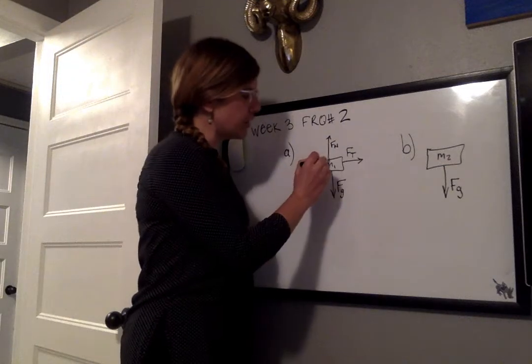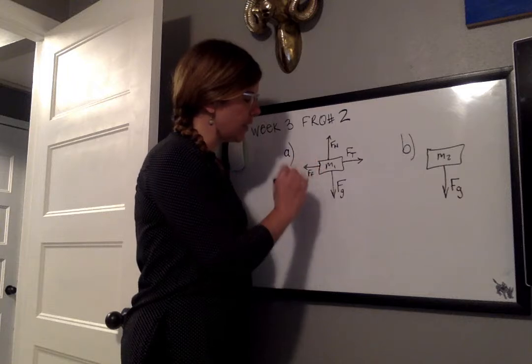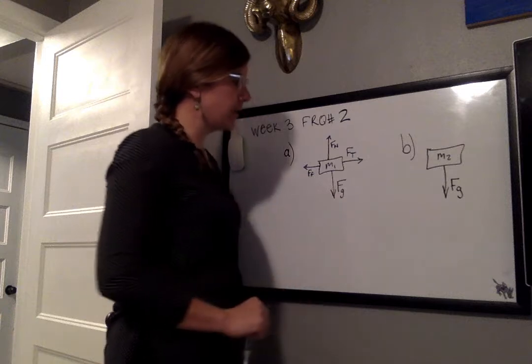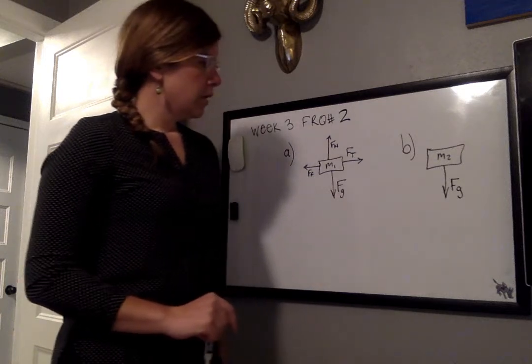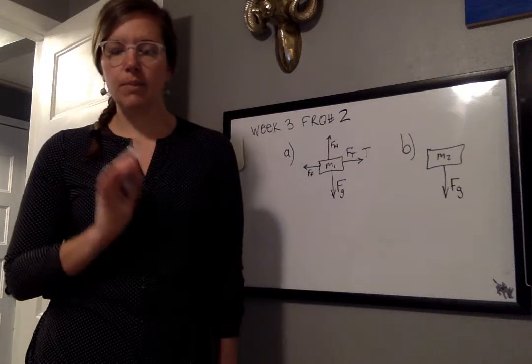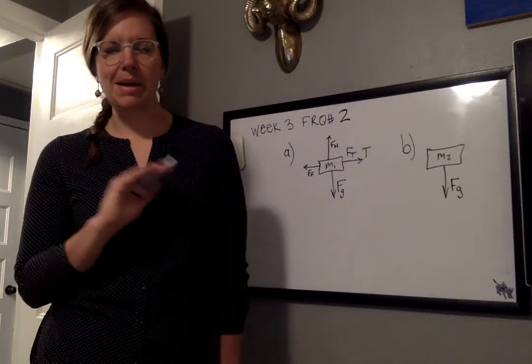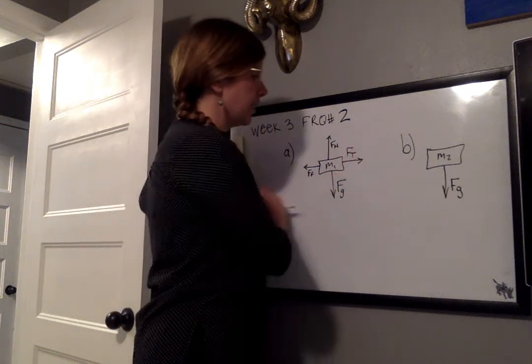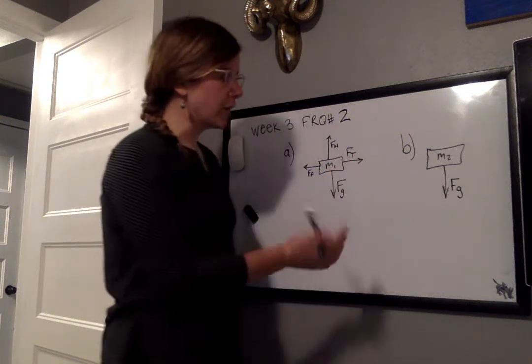Quick point here, make sure your arrows touch the object and that they are labeled. So little f is friction, tension, normal, gravity. You totally can label them as just capital T for tension if you want, but just be very careful with your variables when you start doing some algebra with this problem. I like to keep it as a capital F so I know it's a force.